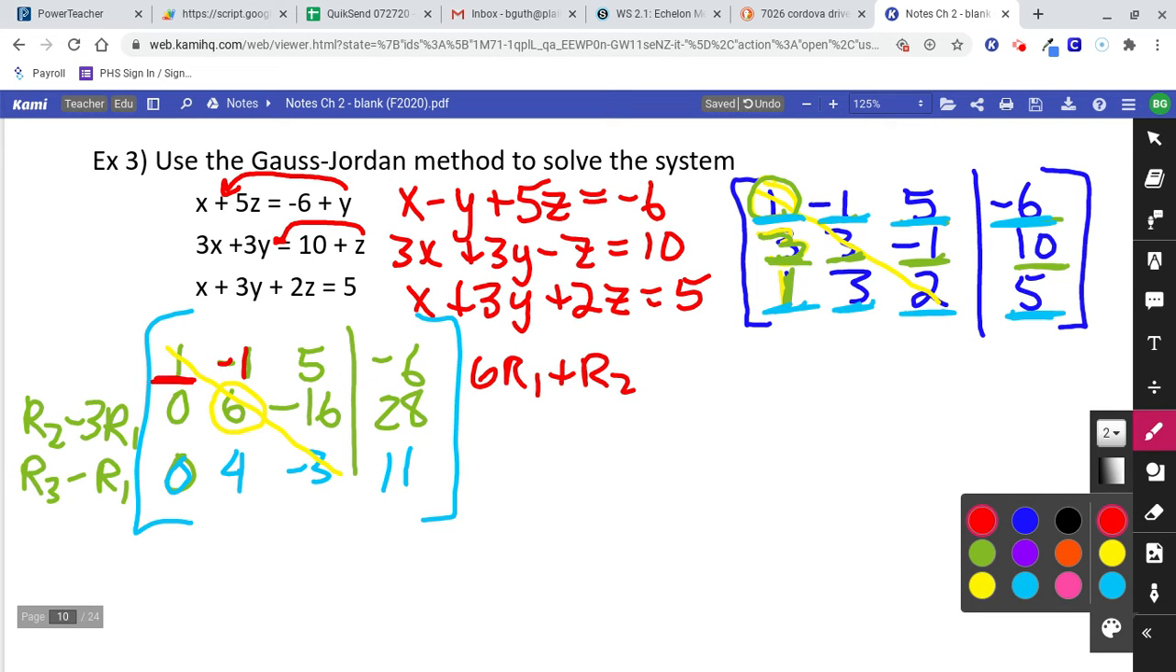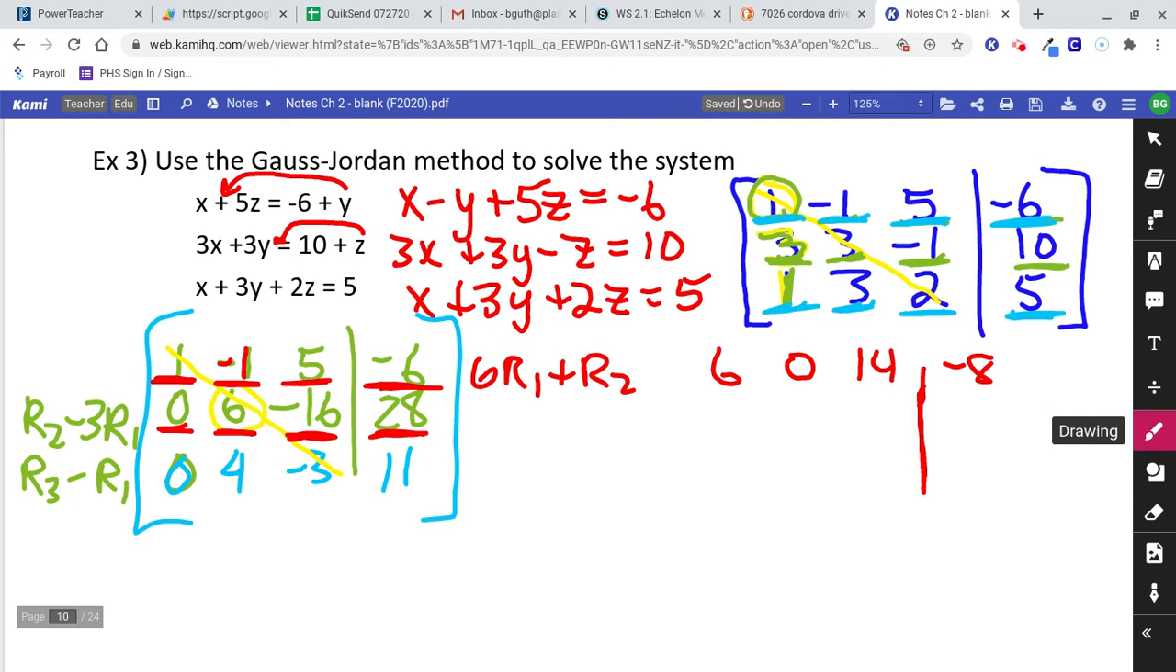6 row 1s is 6 plus row 2. That's 6 plus 0 is 6. 6 of these is -6 plus 6 is 0. 6 of these is 30 plus -16 is 14. 6 of these is -36 plus 28 is -8.